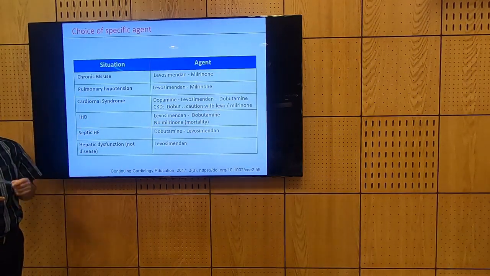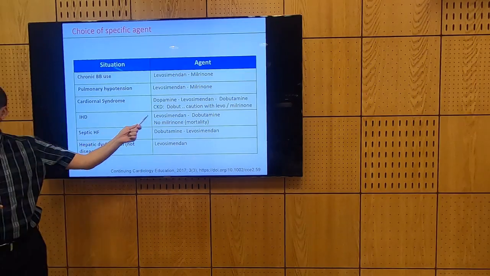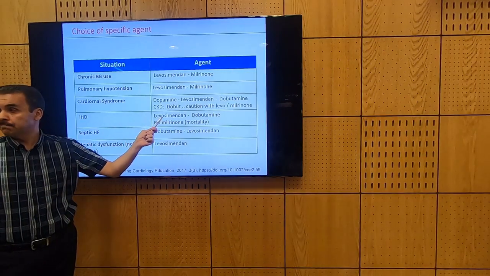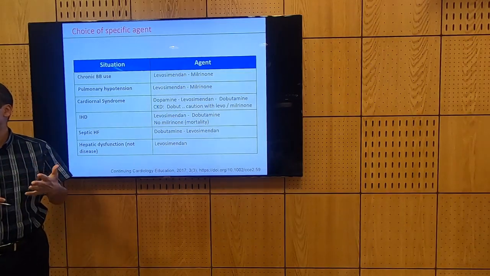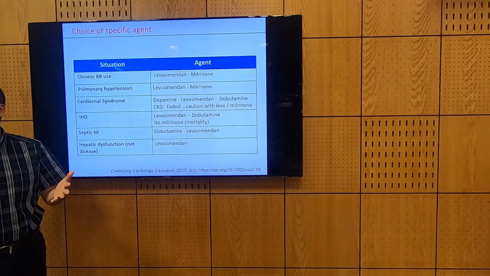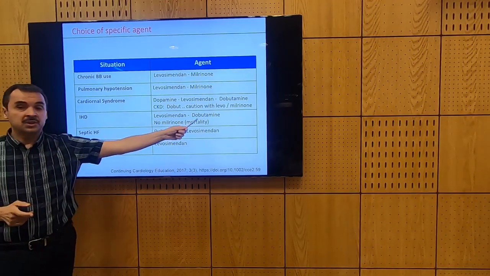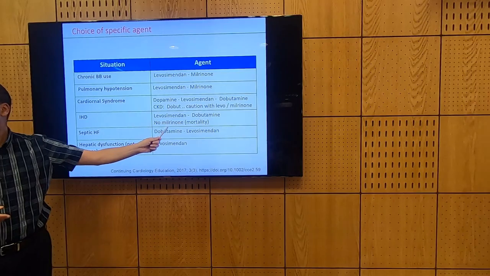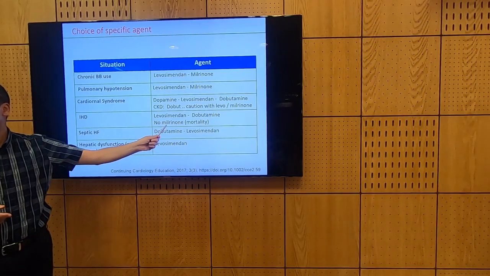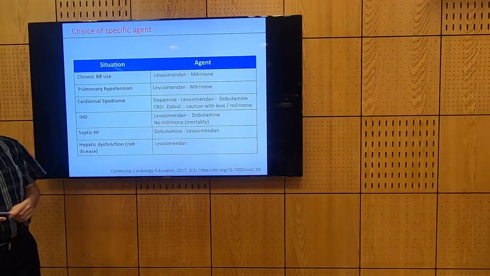In patients with ischemic heart disease, levosimendan, okay? It induces coronary vasodilation and it has a preconditioning action on the heart and it is an inodilator. Dobutamine, but not milrinone, because it is associated with increased mortality and increased risk of distress.